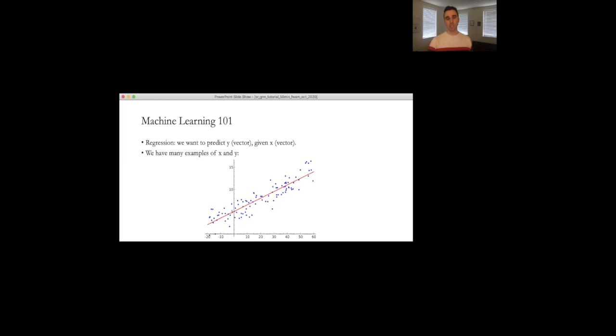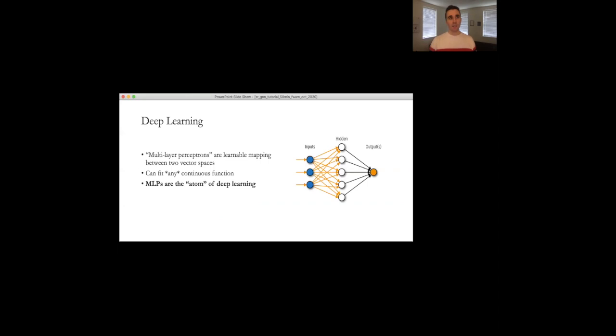In deep learning, you move to the space of any continuous function between two vectors. I think the core atom of deep learning is this thing called a multi-layer perceptron. It's a learnable mapping, and you always see these diagrams with all these nodes and arrows. This is a multi-layer perceptron, or MLP. These allow you to fit any continuous function between two vector spaces given enough data. I think these are the atom of deep learning, because you can consider a lot of more modern architectures as broken up into little MLPs that accomplish some subtask of the model.